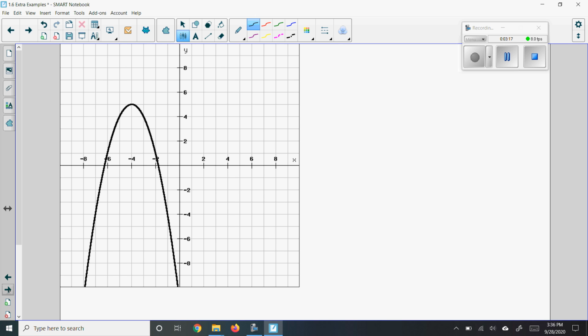Okay, here we have another quadratic. Here's the vertex. And normally we're at 0, 0. So this has gone left 4 and up. Well, if this is 4 and this is 6, that must mean this is 5. So y equals, going left 4 is x plus 4 squared, and this has gone up 5, plus 5.